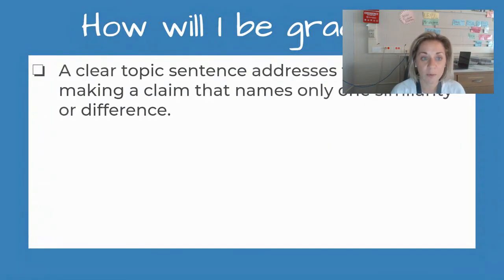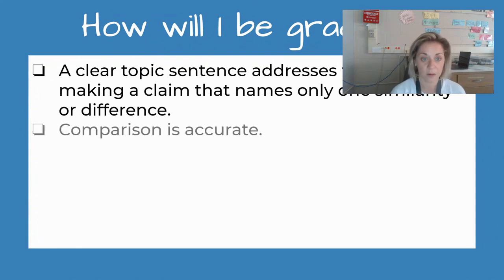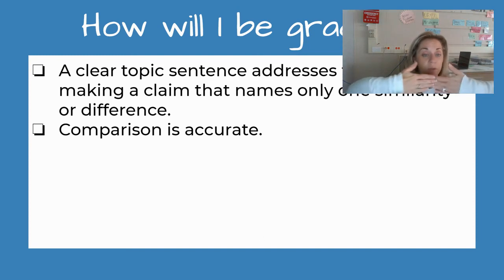Right? How you will be graded. You have a clear topic sentence that addresses the prompt, making a claim that names only one similarity or difference. Your comparison is accurate. I'm comparing the same thing, right? So if I'm comparing technology of Persia, I am comparing it to technology of Greece. If I am comparing religion of Persia, I am comparing it specifically to religion in Greece.